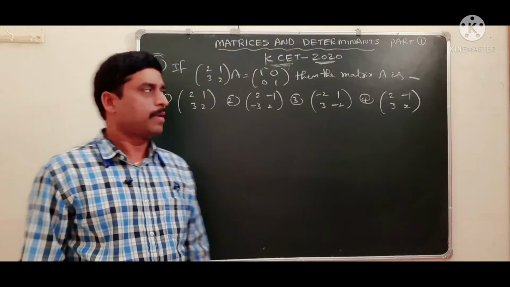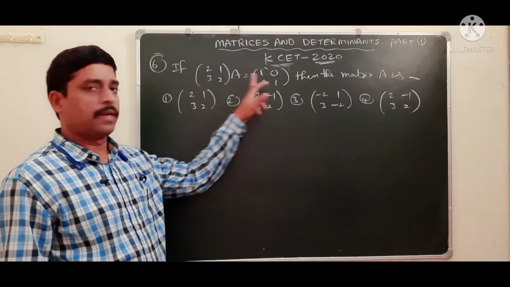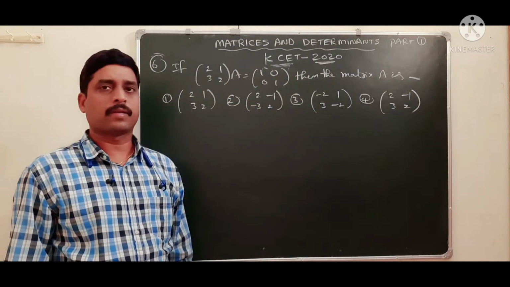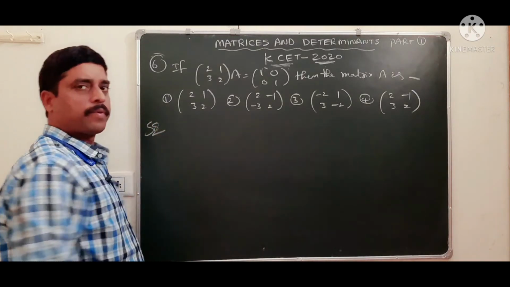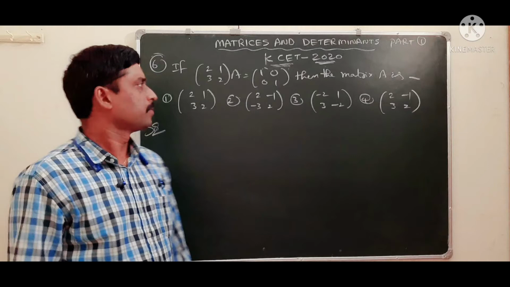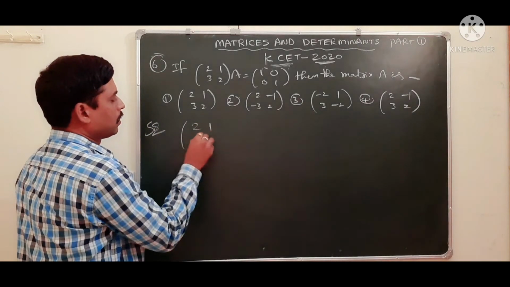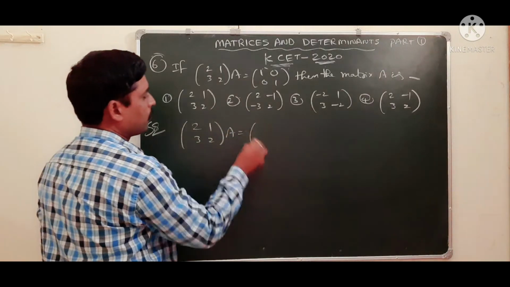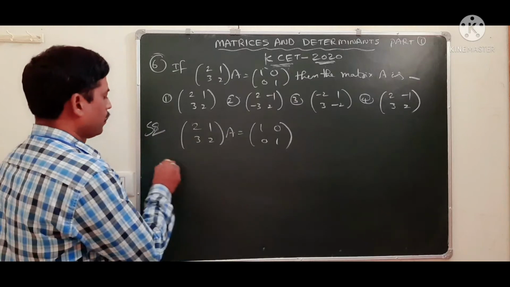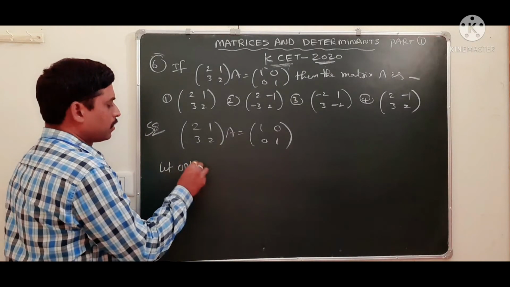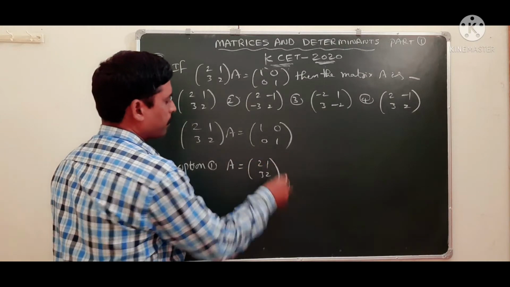Okay, now I am going to explain question number 6 from the 2020 paper. One relation is given, then find out matrix A. So this type of problem we solve by using the verification method. So what is given? [3 1; 2 1] into A is equal to [1 0; 0 1]. So let us take the first option. Let us take option 1. So option 1 is A is equal to [2 1; 3 2].